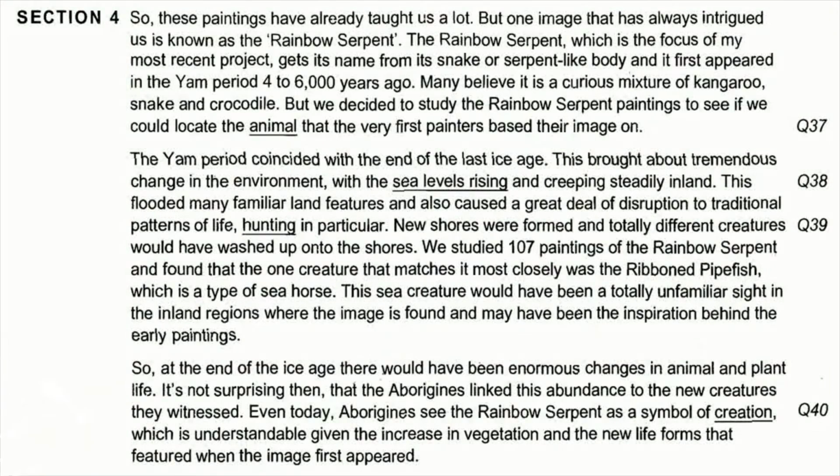So, at the end of the Ice Age, there would have been enormous changes in animal and plant life. It's not surprising, then, that the Aborigines linked this abundance to the new creatures they witnessed. Even today, Aborigines see the rainbow serpent as a symbol of creation, which is understandable given the increase in vegetation and the new life forms that featured when the image first appeared.